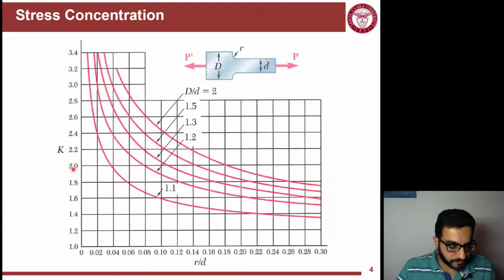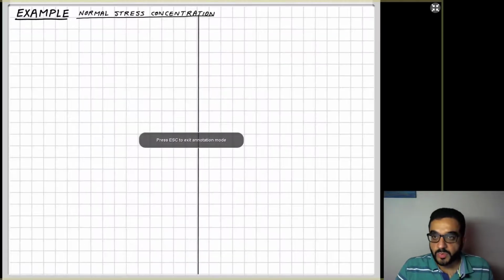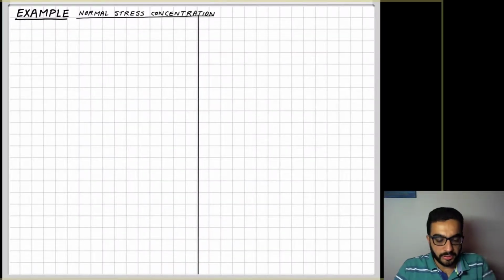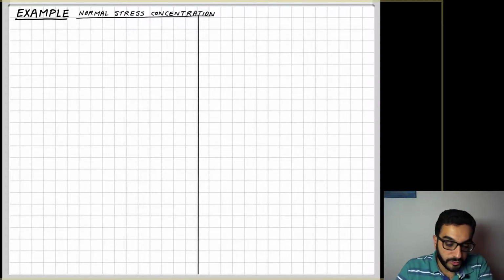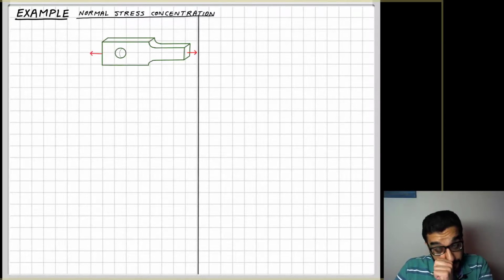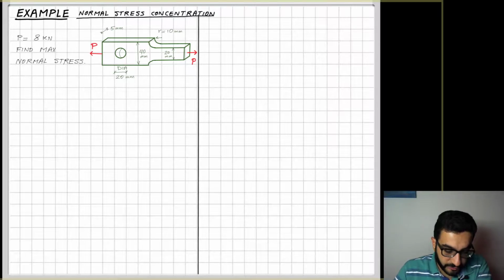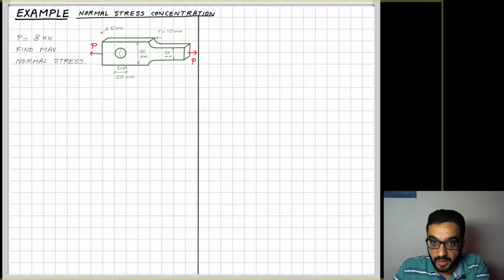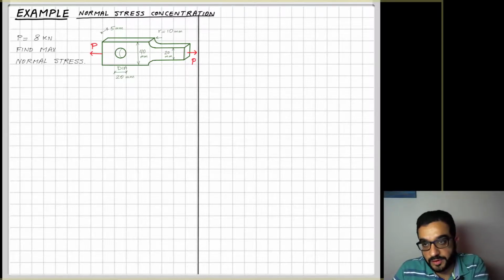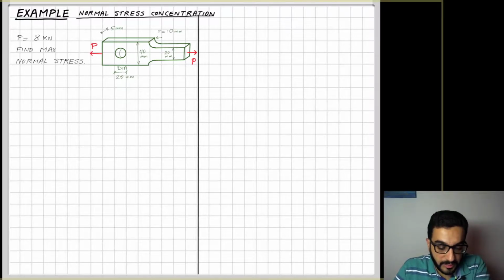So let's see an example, a quick example of how in numbers stress concentration changes our calculations a little. So we have here this bar with a hole and a notch both together, transitioning from 40 millimeters to 20, with also a notch here of 10 millimeters. The thickness is 5 millimeters, and there is a load of 8 kilonewton, and we need to find the maximum normal stresses in this bar. We need to find where it is and also the value of it.